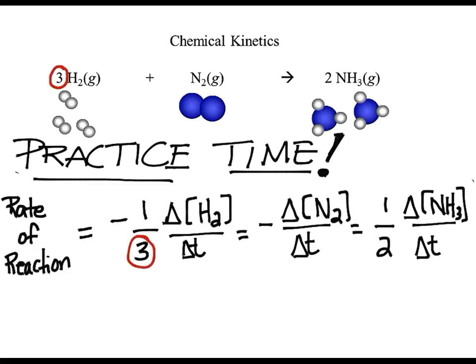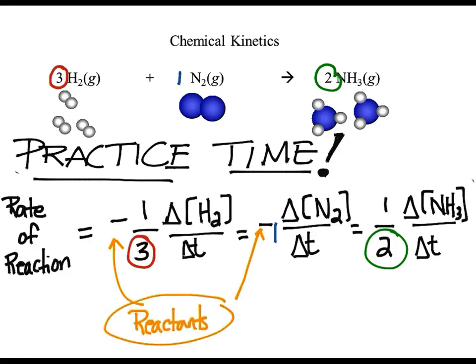So those 3's go together, right? There's a 1 in front of the N2, which is why there's not a fraction there. And then the 2 in front of ammonia becomes a 1/2. And that last one is positive because it's a product. And the first two are negative because they are reactants.